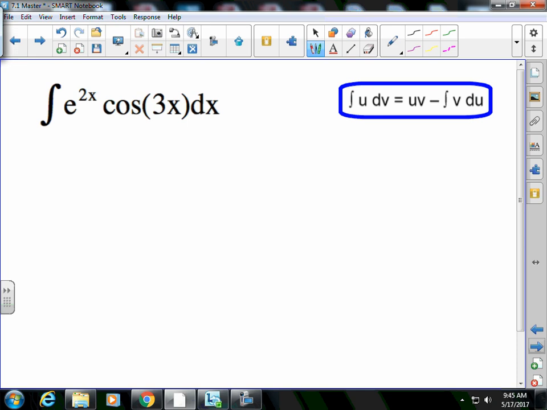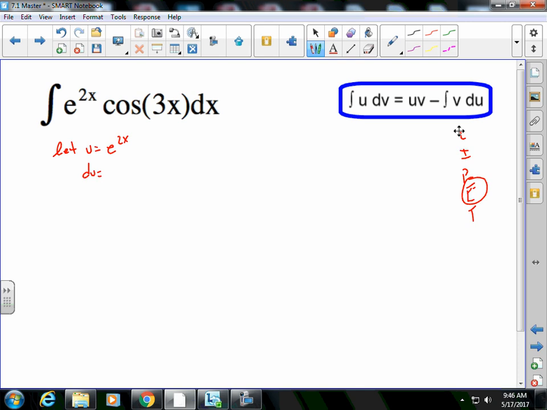E to the 2x cosine 3x. We're going to go through LIPET. We don't have a log. We don't have an inverse trig. Polynomial, exponential, trig. Well, it looks like an exponential, e to the 2x. So we're going to say let u equal e to the 2x.